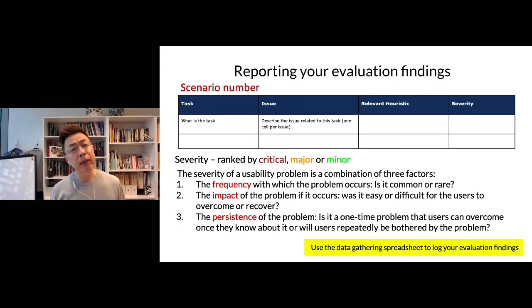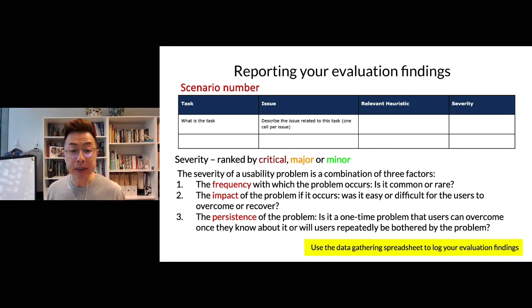Now, we rank the severity by 3 major rankings. The first one is critical, that's the worst, and then major, and minor. Okay. Now, how do we work out what is critical, what is major, or what is minor? Well, the severity of a usability problem is a combination of 3 different things. How often did it occur? Okay, is it common or is it rare? The more often it occurred, the more critical it is.